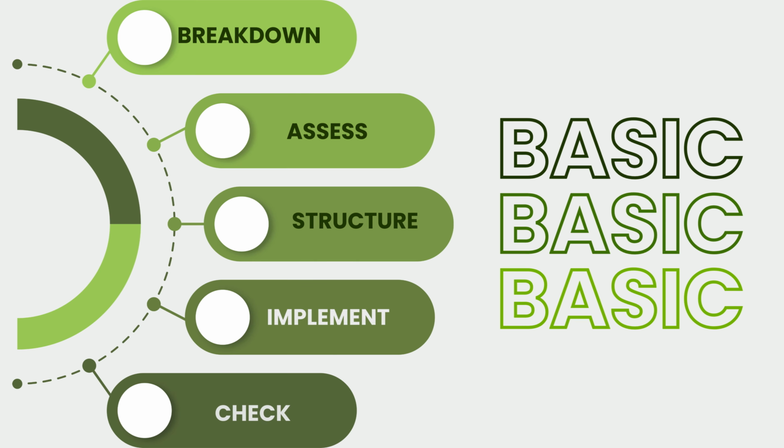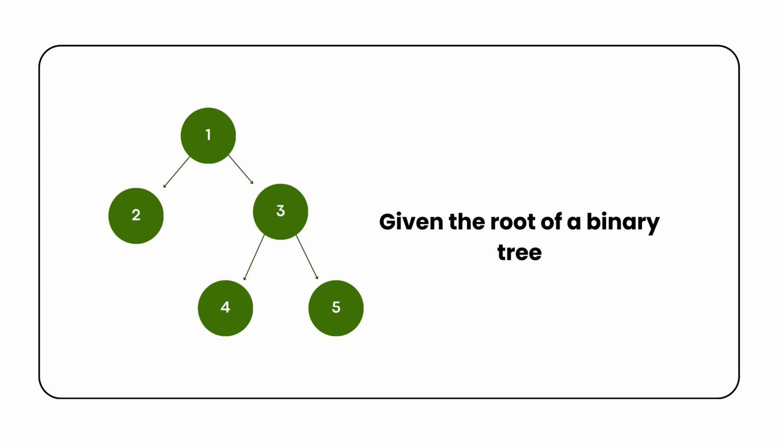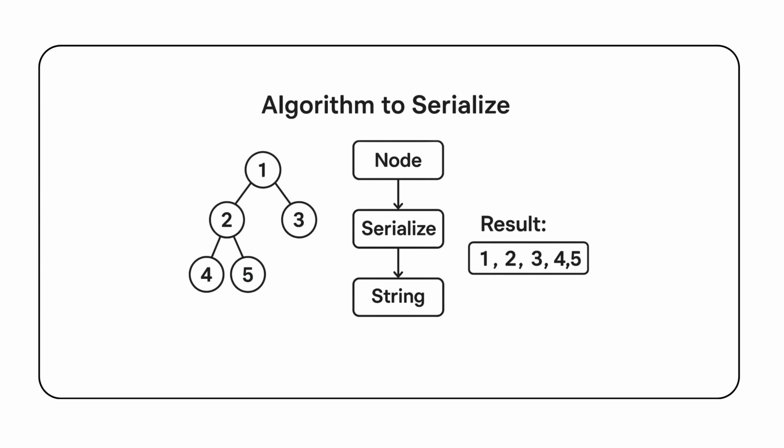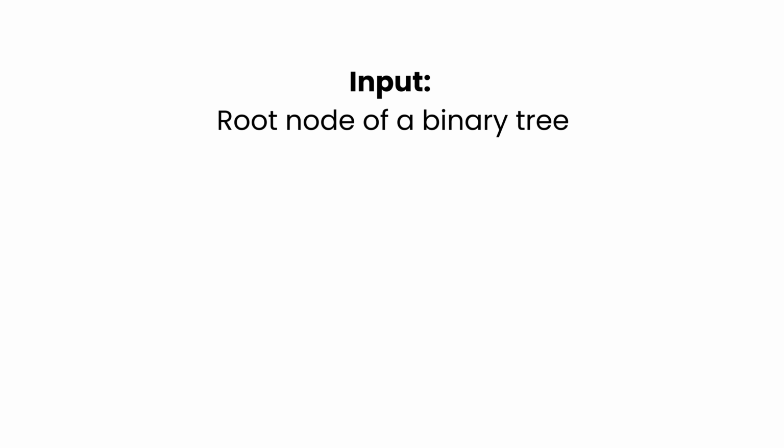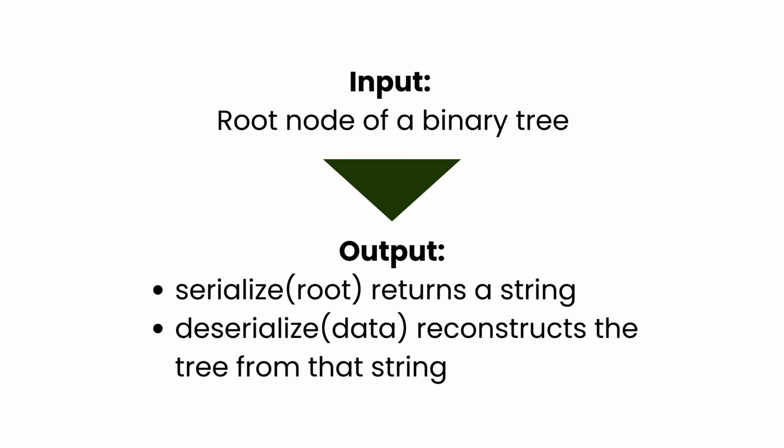Let's tackle Serialize and Deserialize Binary Tree using the basic method, a systematic approach that ensures your code is both correct and robust. Let's break this down. Given the root of a binary tree, design an algorithm to serialize, convert into a string, and deserialize, rebuild from the string, the tree so that it can be perfectly reconstructed later. Input: root node of a binary tree. Output: serialize(root) returns a string. deserialize(data) reconstructs the tree from that string.